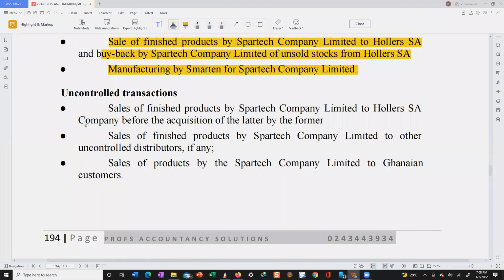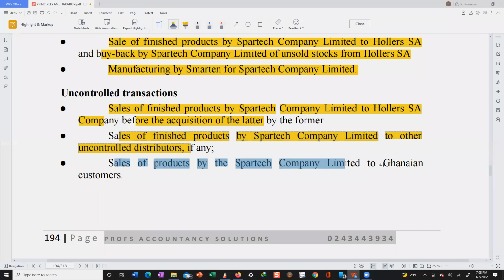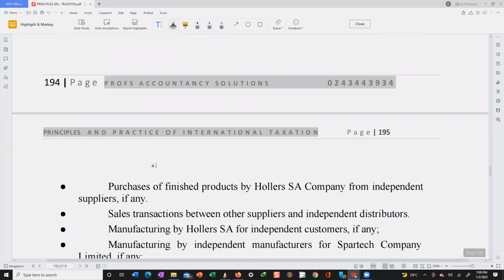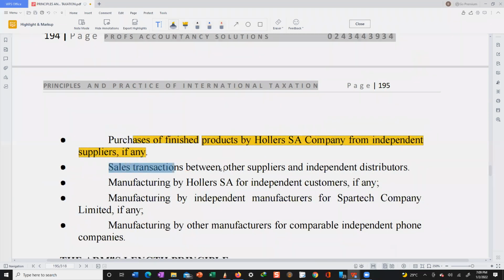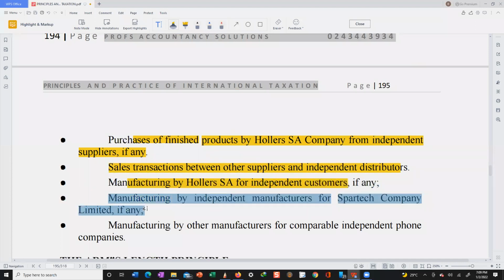Then the uncontrolled transactions include the sale of products to Holles SA before the acquisition, then the sale of finished products to other uncontrolled distributors, if there was any, and the sale of product by Spart Company Limited to Ghanaian customers. And the purchase of any finished goods by Holles SA from independent suppliers, if there was any. Sales transactions between other suppliers and independent distributors. Manufacturing by Holles SA for independent customers, if there was any. And manufacturing by independent manufacturers for Spart Company Limited. Manufacturing by other manufacturers for comparable phone companies.